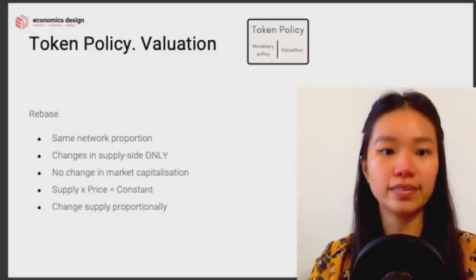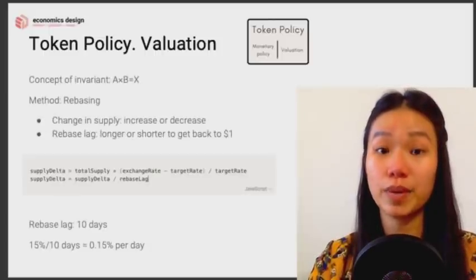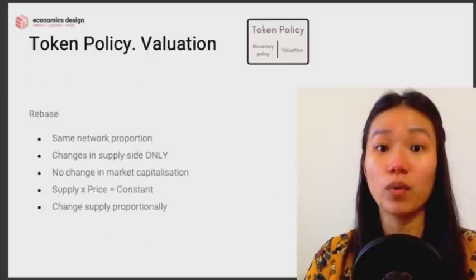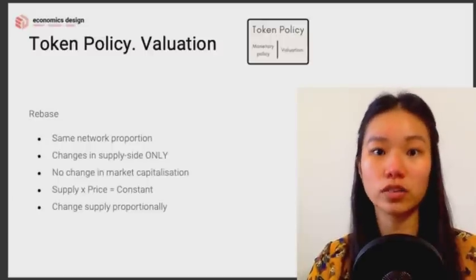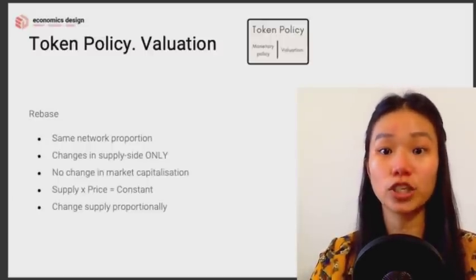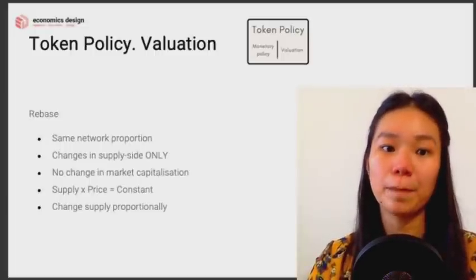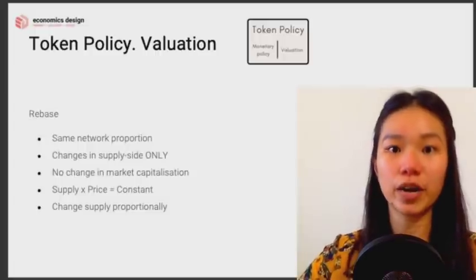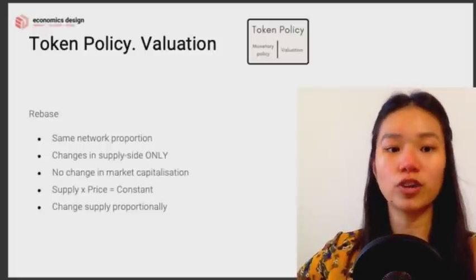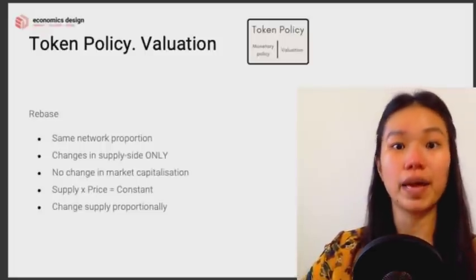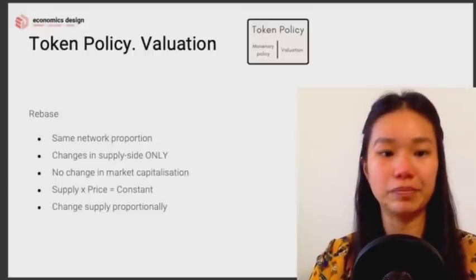So when we talk about the rebase, number one, we always have the same network proportion. If you go back to the invariant, A times B equals X, X is basically the same network proportion. X is the constant. So when price increases or decreases, the supply will change accordingly to give you the same network proportion. There are only changes on the supply side, because the demand side is in the secondary market, and the smart contract will only affect the supply side.